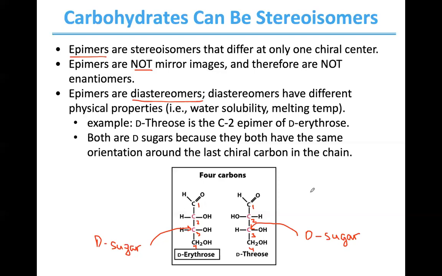Do we always check the last chiral center? Yes, the last chiral center will tell you if it's a D or L sugar. Okay, I see.